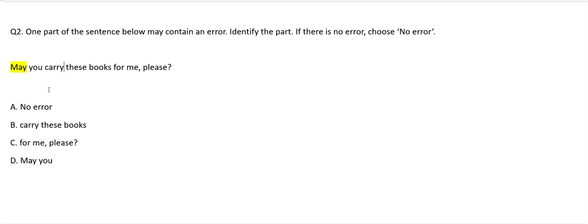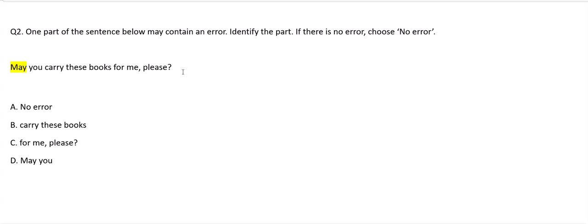We have to remember which modal verb is used for which purpose. Here for a requesting purpose, we use can or could. We can say, can you carry these books for me, please? Or could you carry these books for me, please? If we go for could, it will be more polite. For example, in the same sentence, may is the one that expresses permission or possibility.